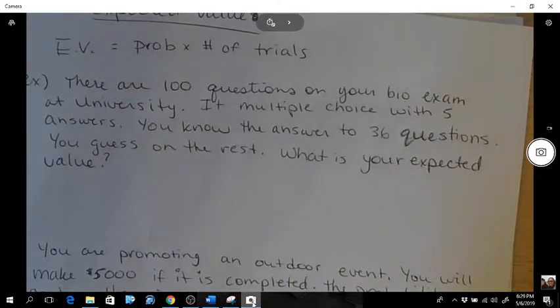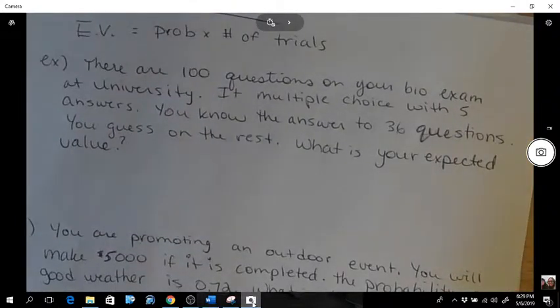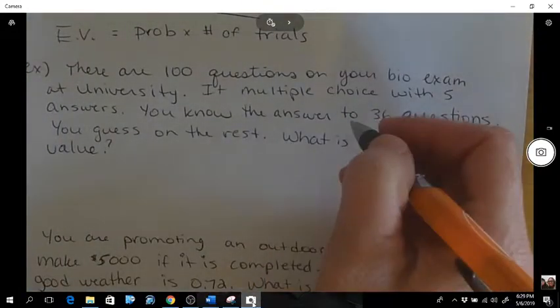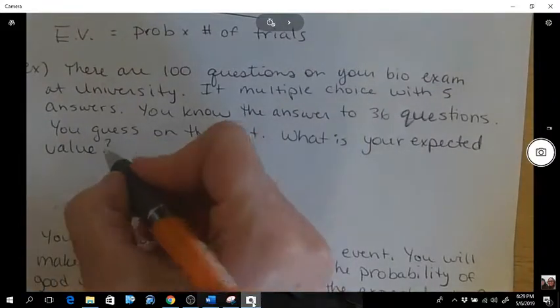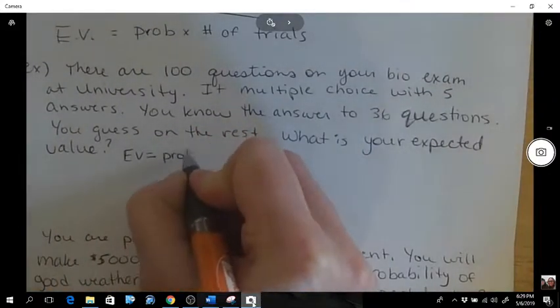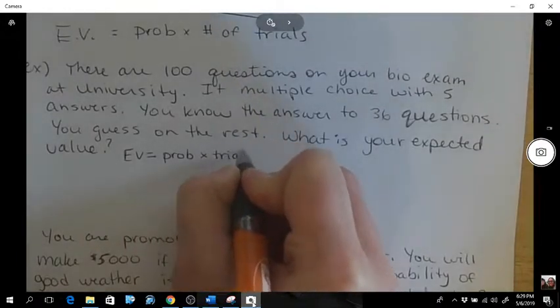I guess you have to make a lot of assumptions here. The first one would be that the 36 you know for sure are right. And guessing on the rest, normally if you're taking a test, you can usually at least rule 1 or 2 out. But on this, we're just assuming random out of the 5. So expected value is the probability times trials.